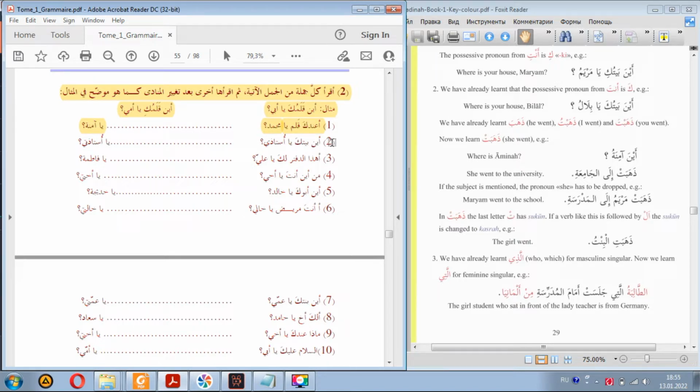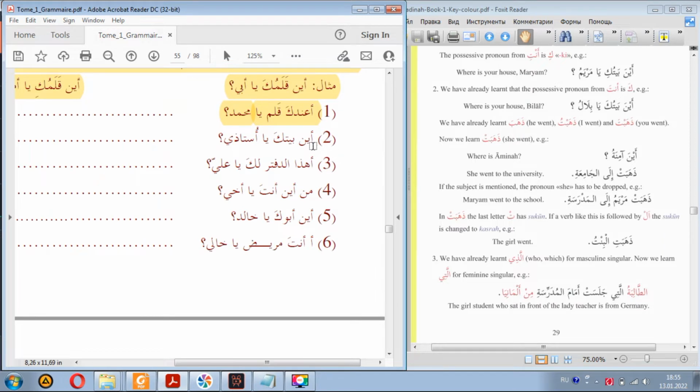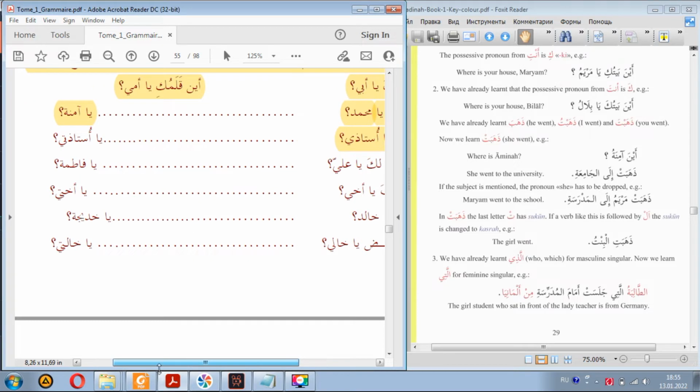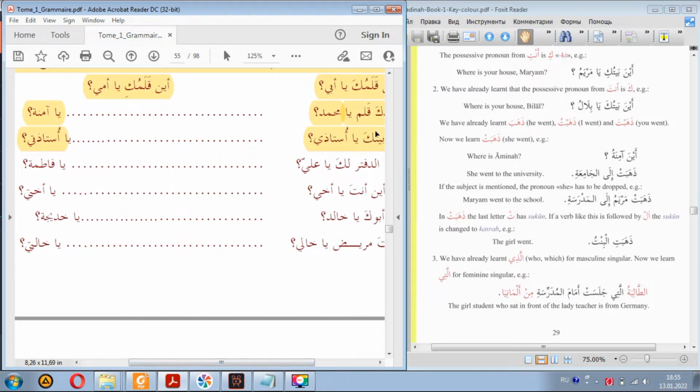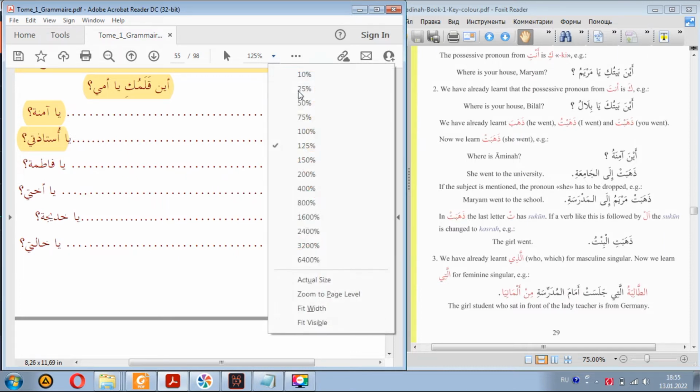أين. So let me zoom in. أين بيتك يا أستاذي. Where is your home or where is your house? Oh, my teacher or my أستاذ. And here we have أستاذتي, it's a female teacher. So أين بيتك يا أستاذتي. So all we need to do is to change this possessive pronoun from ka to ki. And that's it. It's quite easy.